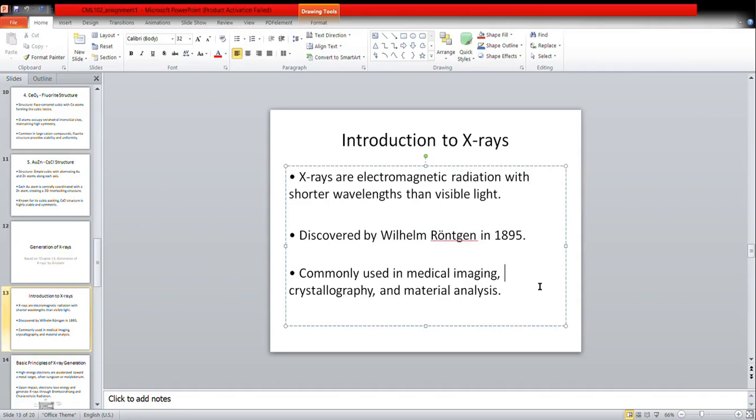Commonly, X-rays are used in medical imaging, crystallography and material analysis. How they are used can be analyzed if we know their physical and chemical properties, mostly physical properties. So they can be used in medical imaging because they can penetrate through the skin since their wavelength is very short. Other properties which tell us the characteristics of these X-rays will be studied soon.